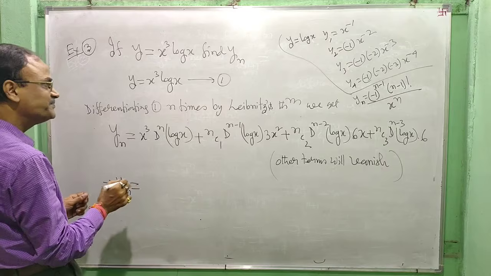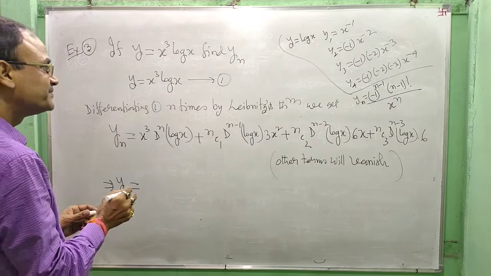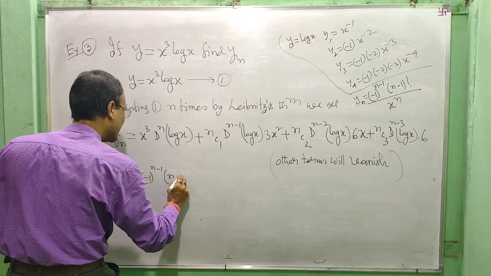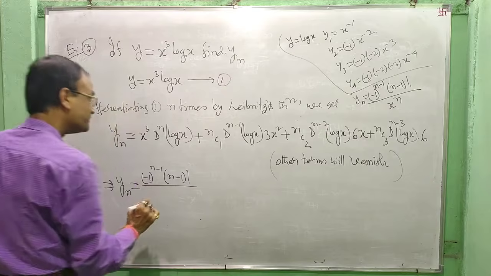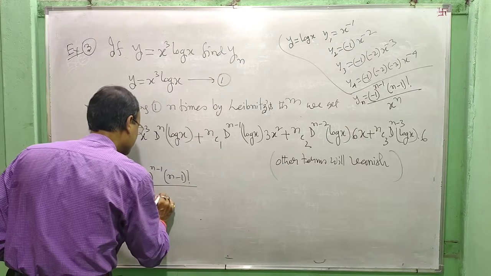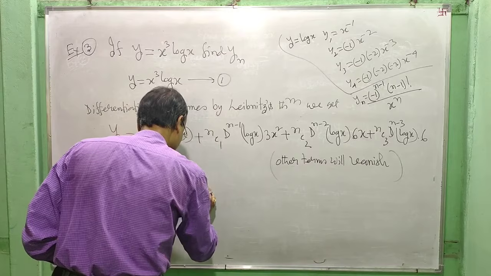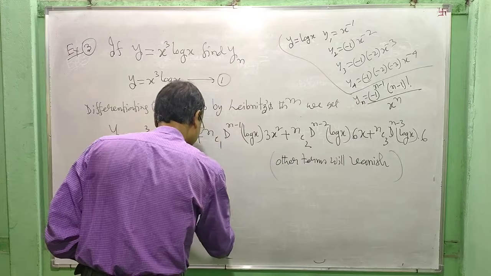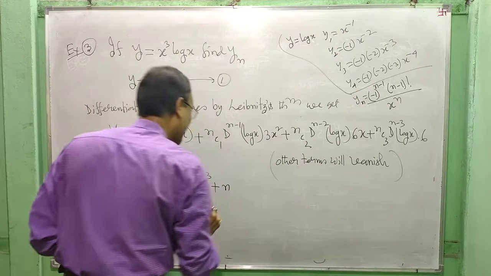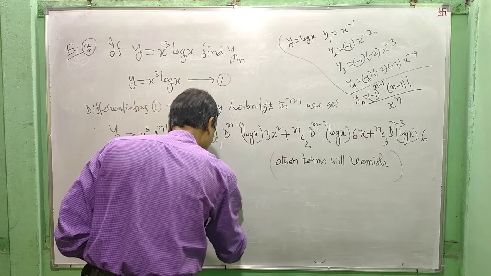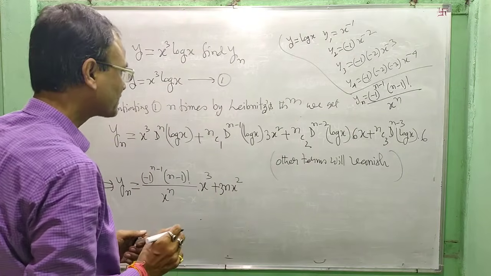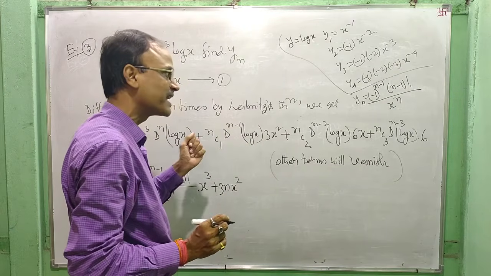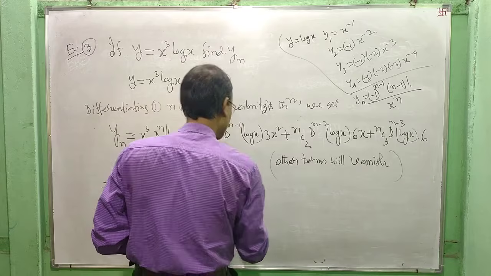You will get minus 1 whole to the power n minus 1, factorial n minus 1, divided by x to the power n, into x cube, plus nC1, which means n, into x square. You may write n into x square. What will be the differentiation of log x? N minus 1 times differentiation. You are differentiating n minus 1 times.